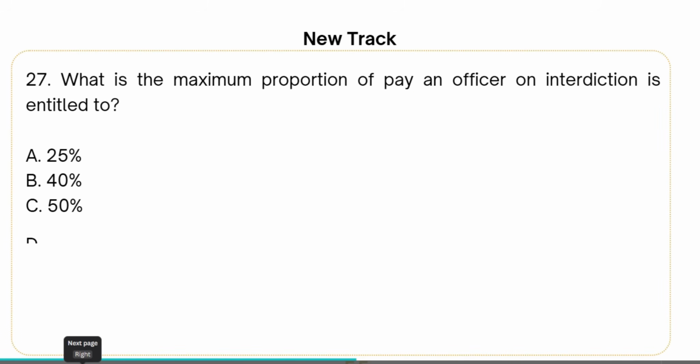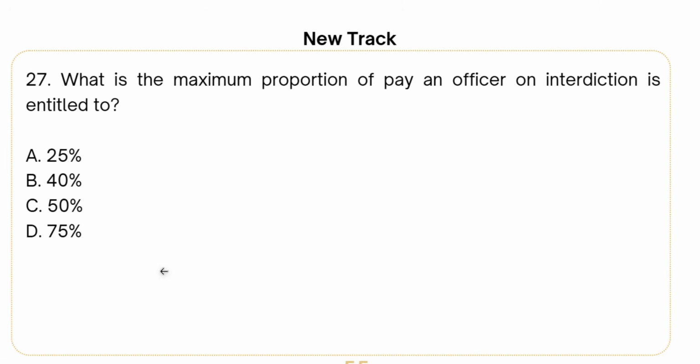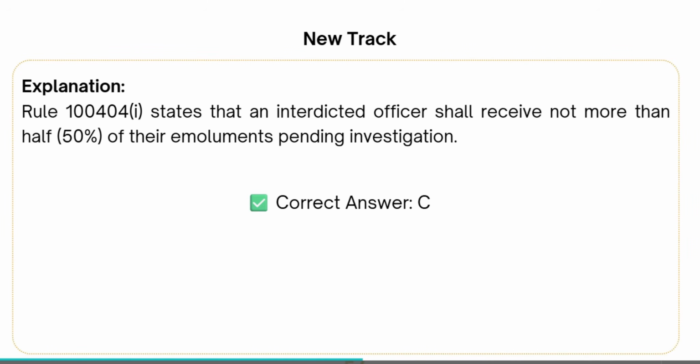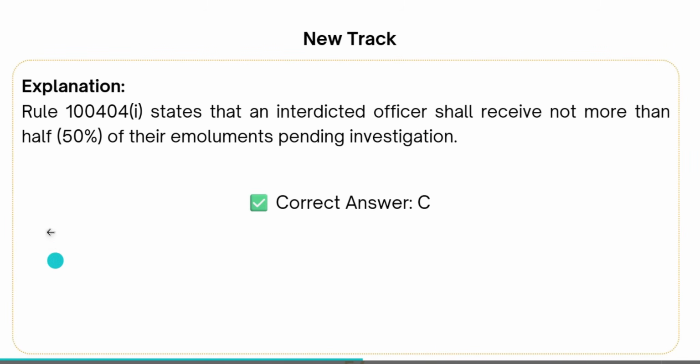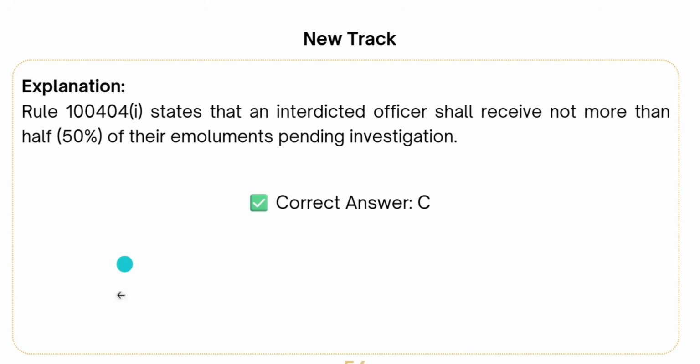Question number 27. What is the maximum proportion of pay an officer on interdiction is entitled to? A. 25%, B. 40%, C. 50%, and D. 75%. The right option is option C, which says 50%. This is taken from Rule 100404, which states that an interdicted officer shall receive not more than half or 50% of their emolument pending investigation. Option C.